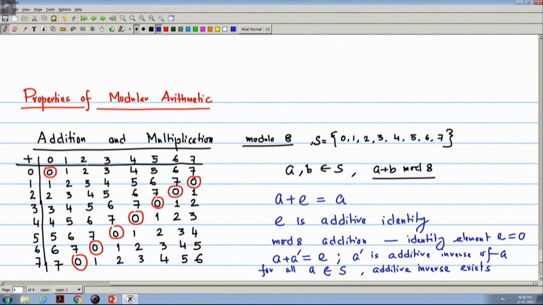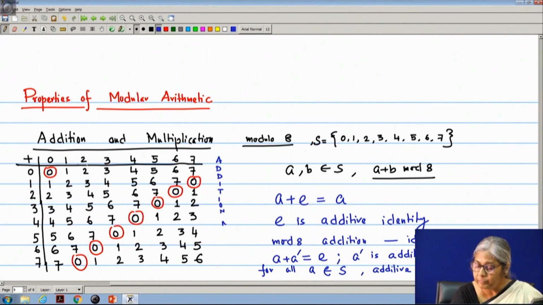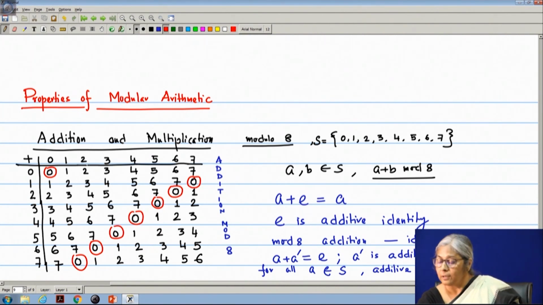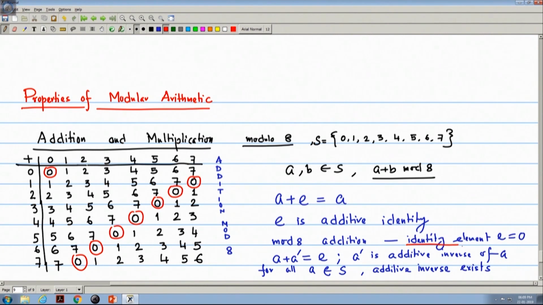So, when we are considering addition modulo 8, these are the things I get: my identity element exists, which is equal to 0, and for all A the additive inverse exists, because just now we saw that.